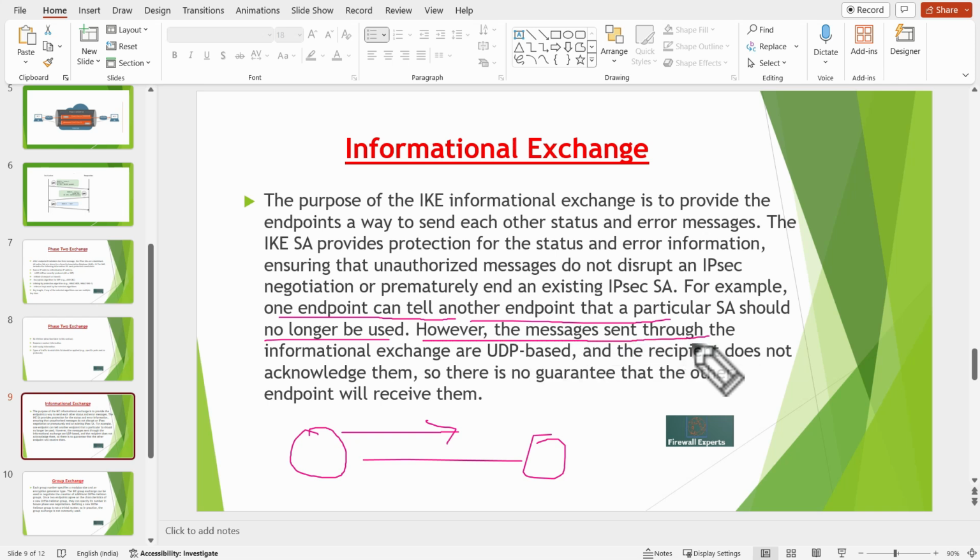However, the messages sent through the informational exchange are UDP based. The recipient does not acknowledge them, so there is no guarantee that the other endpoint will receive them. Because these messages are in UDP, there is no guarantee that the other side will respond.